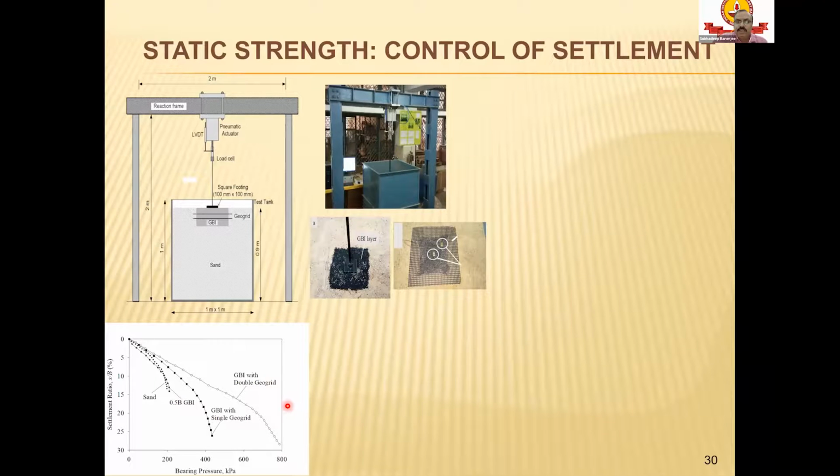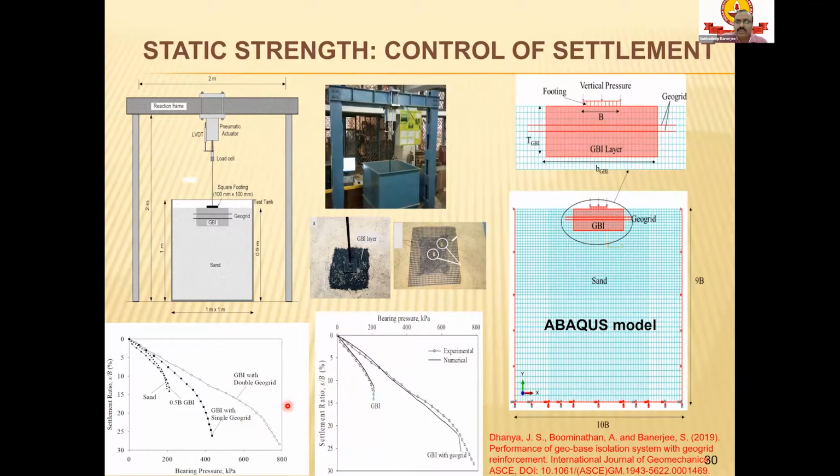So same thing, we did it numerically and we got quite adequate or acceptable range of results. And we are happy that this sand rubber tire mixture with the geogrid can be a viable option, which can control the static settlement as well as reduce the dynamic or seismic settlement of the foundation system.